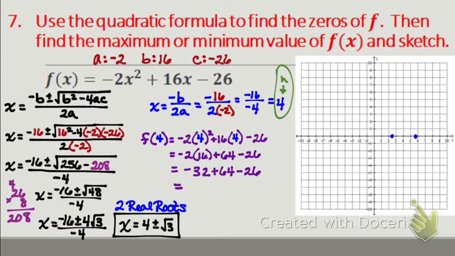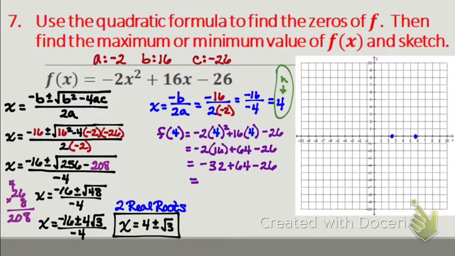What do we get? Negative 32 plus 64. I'm sorry, how much? 6, yes. All right, so here is our k value. Is this going to be a maximum or a minimum?